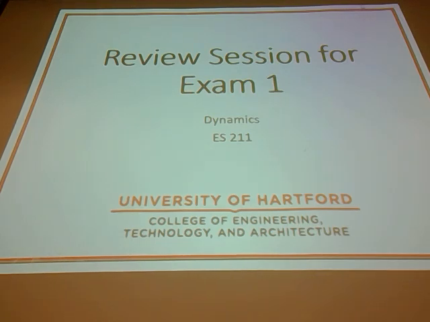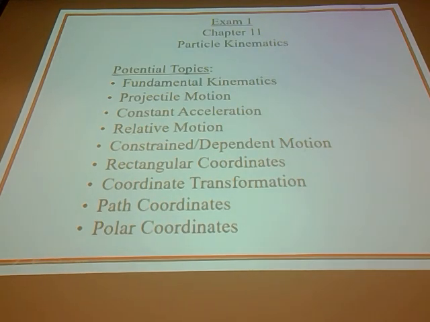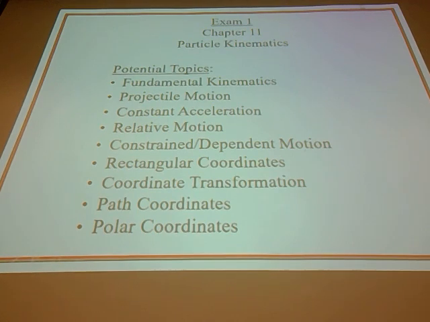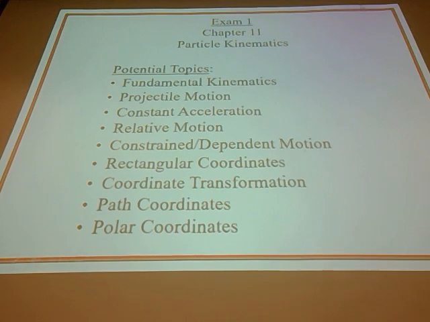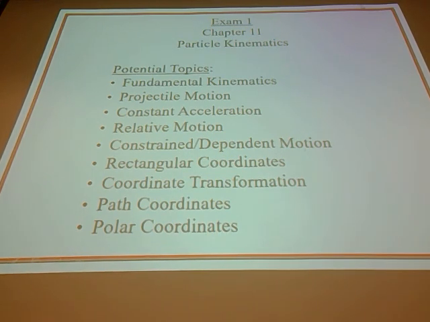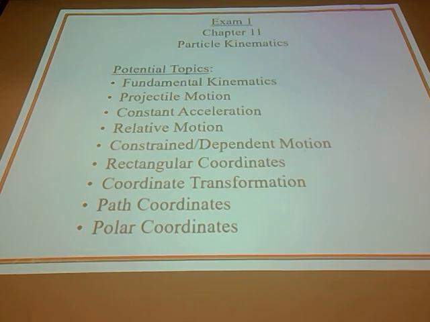But let's talk a little bit about what could be on exam 1. Exam 1 this semester is different from the previous semesters. We used to have some particle Newton's second law in there. I said, hey, we should change the arrangement of the classes. So we broke up classes 4 and 5. Class 4 used to be path and polar coordinates. We decided to break it down into classes 4 and 5, and then make exam 1 just the first 5 classes, limiting it to particle kinematics, which is in chapter 11.